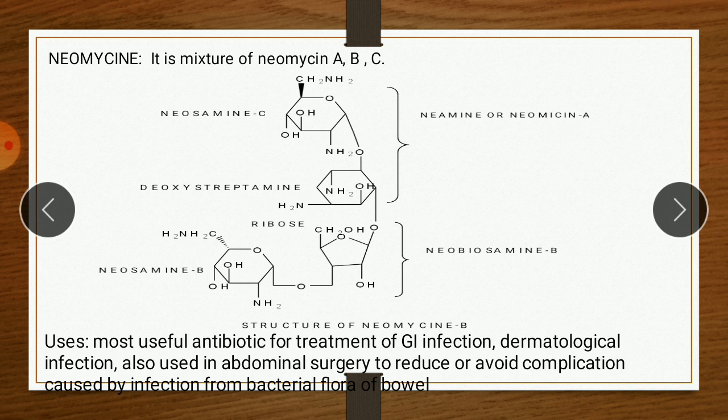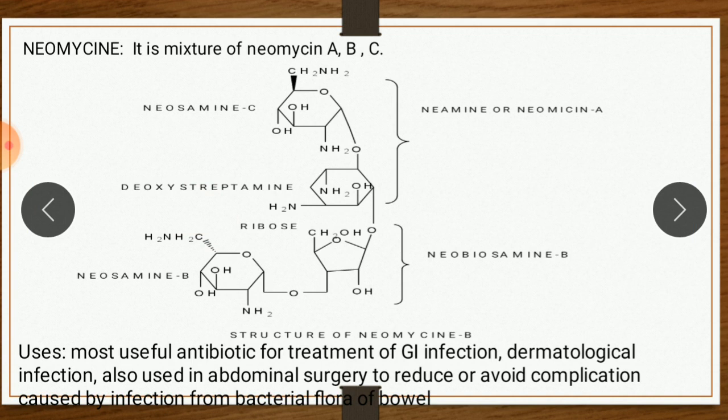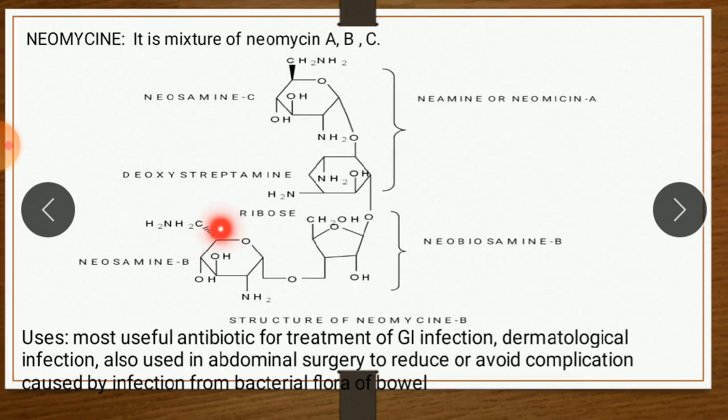Now the structure of Neomycin C. In case of Neomycin C, the only difference is this group, called the CH2NH2 group. In Neomycin C, this group is above the plane. Here, if we see the structure of Neomycin B, a dotted line is given, meaning below the plane.